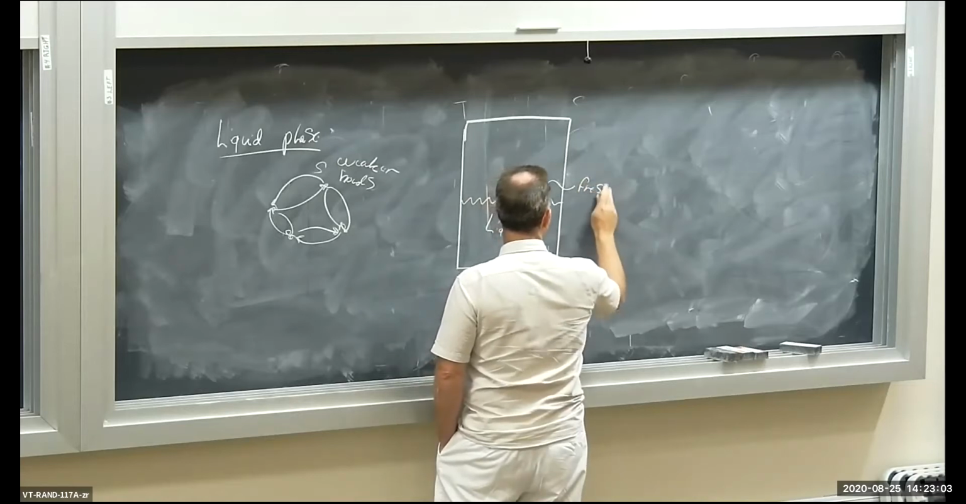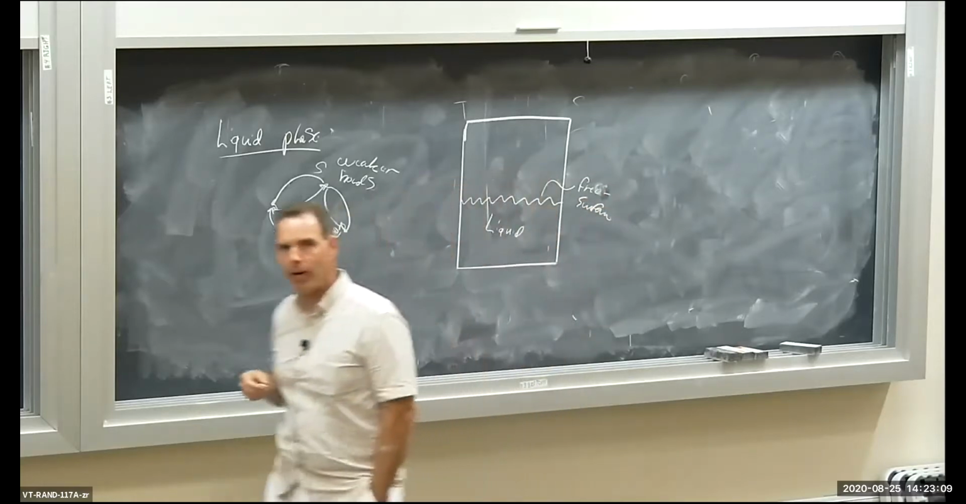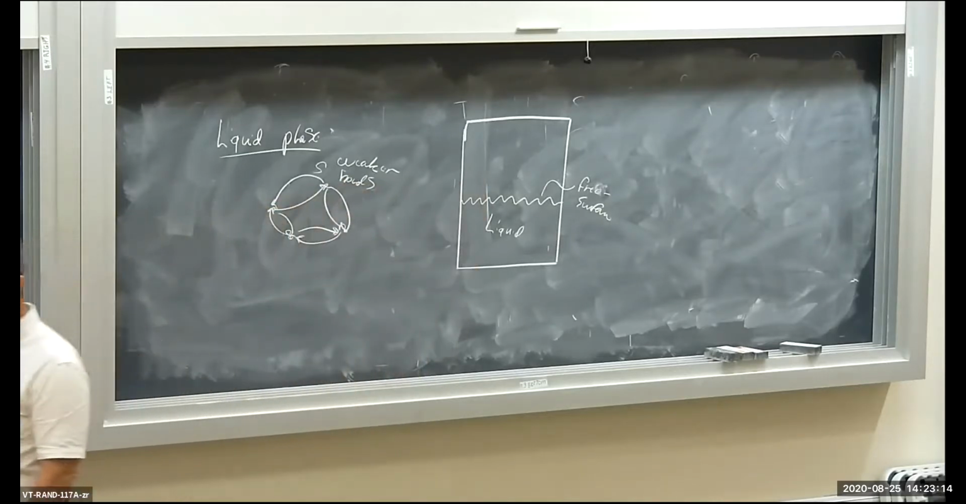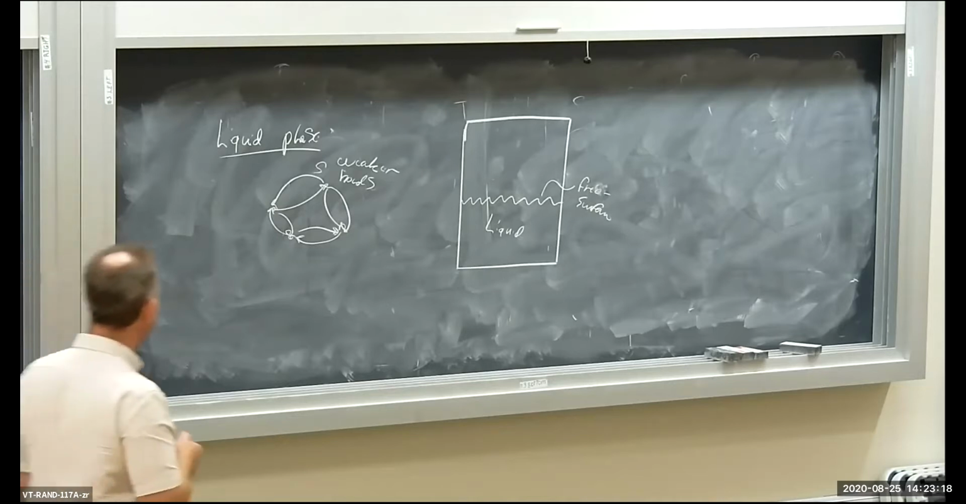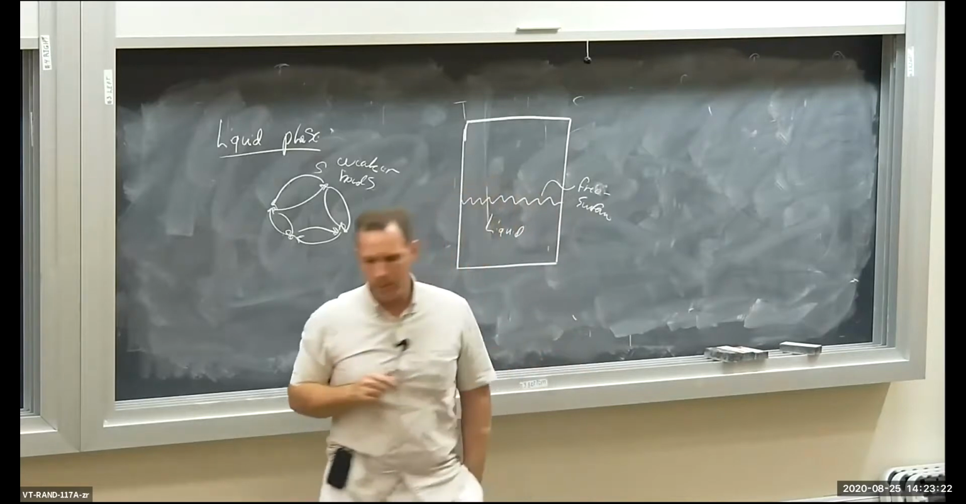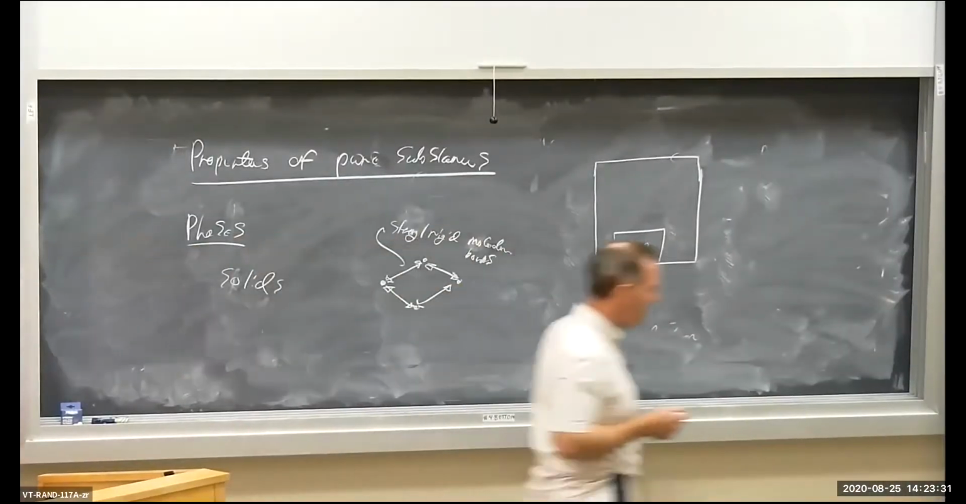So it conforms to the container, but it also forms a free surface. Free surface. That's a boundary or a barrier between the liquid and everything else, okay? So it forms a free surface. That's how a liquid behaves. It conforms to the boundary of a container, but forms a free surface.